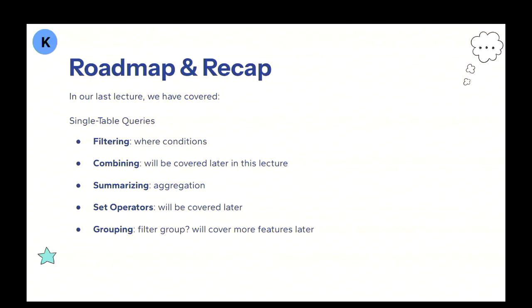Another feature provided by SQL is grouping. We can group tuples according to certain attributes. And do you still remember how we should filter groups? How should we apply constraints to groups? What's the keyword here? The keyword to use is having. So we use the keyword having to filter groups. And SQL does allow us to define some custom grouping mechanisms. We will cover those features later.